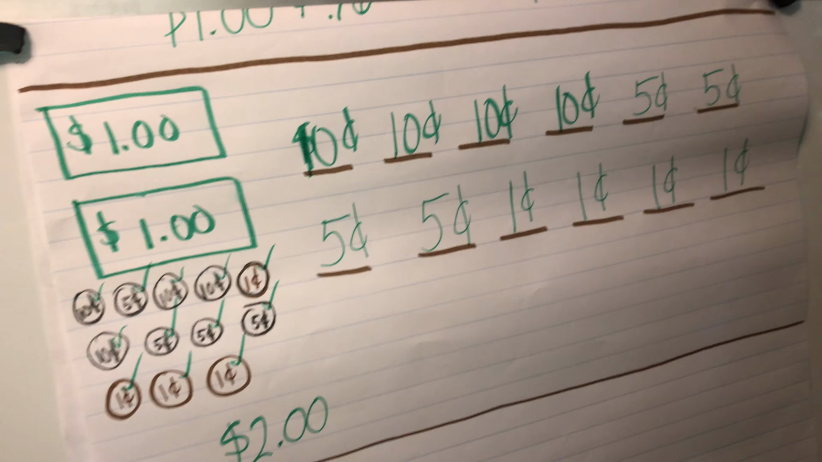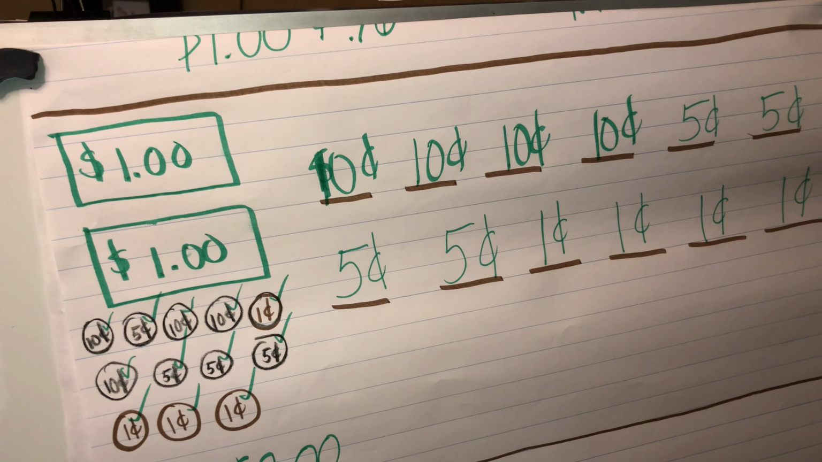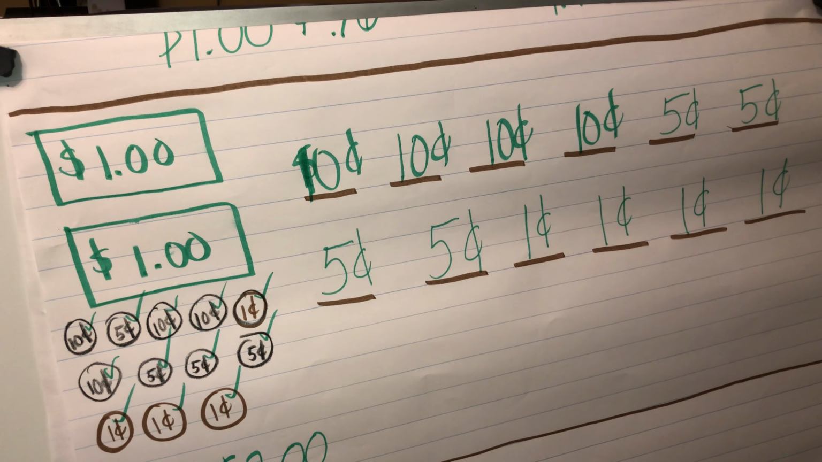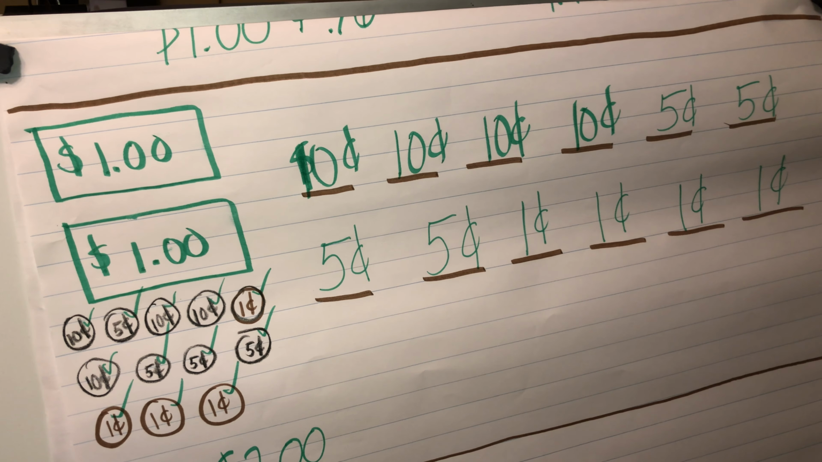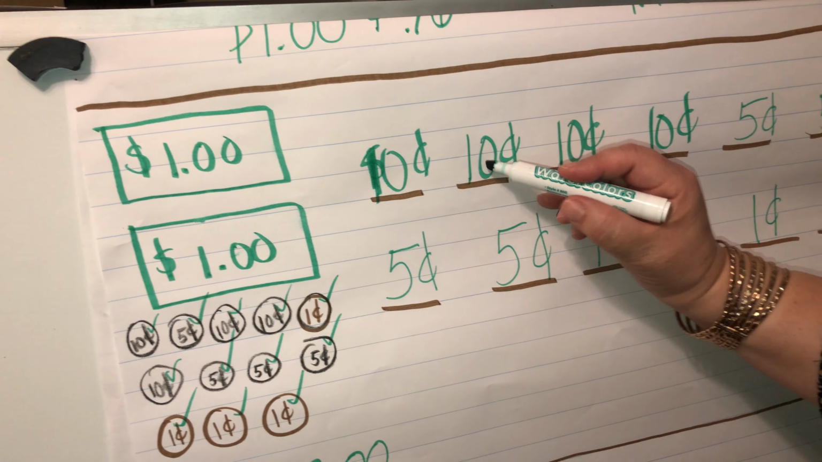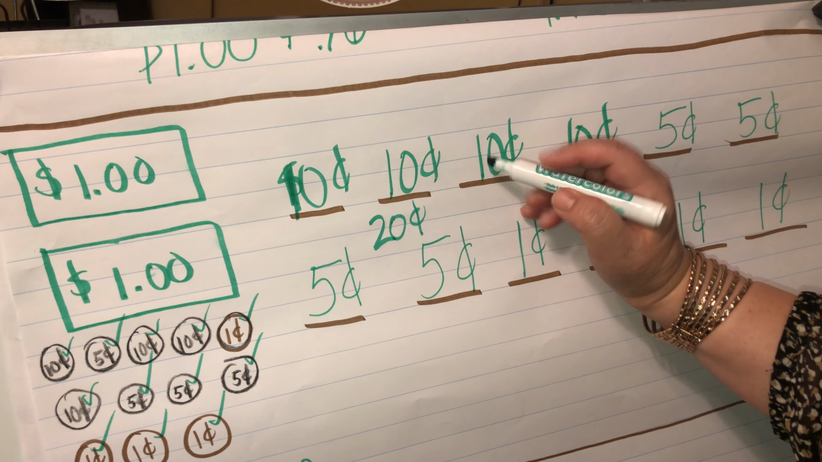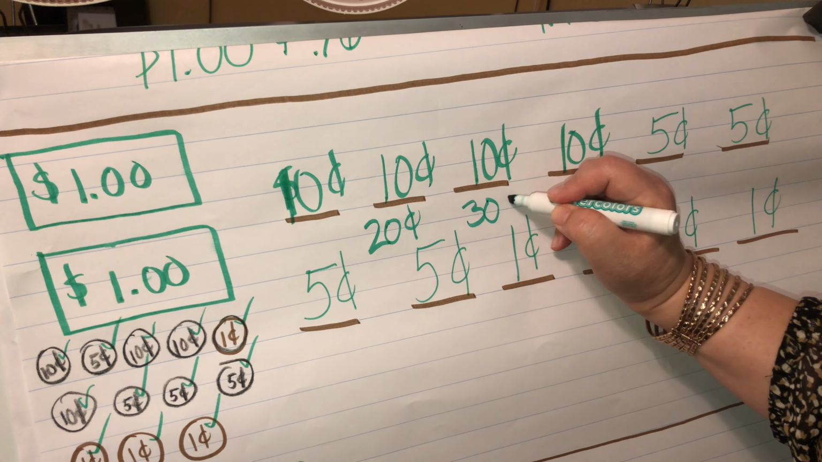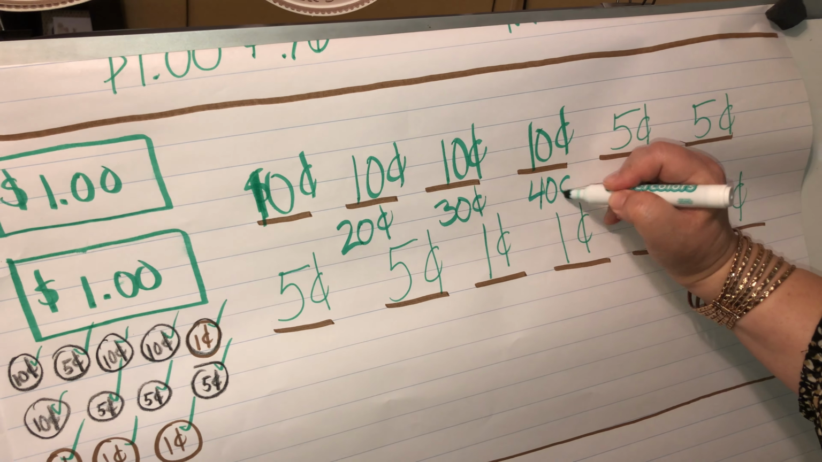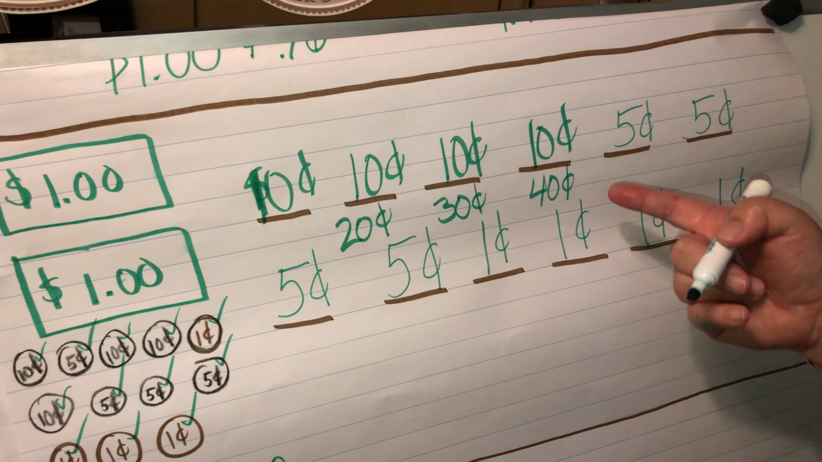So we're ready to start adding them up. Now, I see 4 dimes, so what would it be appropriate to skip count by? Should I skip count by 25s, by 10s, by 5s? By 10s, of course. So 10 plus 10 is 20 cents. Plus another 10 cents, 30 cents. Plus another 10 cents, 40 cents. So with these 4 dimes, I have 40 cents.